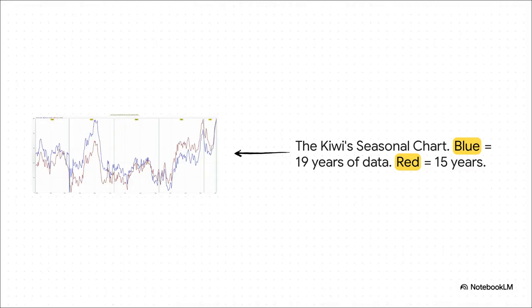And here we have it. This chart, this is the map we've been going on about. You see the two lines? The blue one is based on 19 years of data, and the red one is 15 years. Now here's the magic bit. When you see both of those lines moving in the same direction together, that's when you've found a really high probability tendency. That's the signal you're looking for.